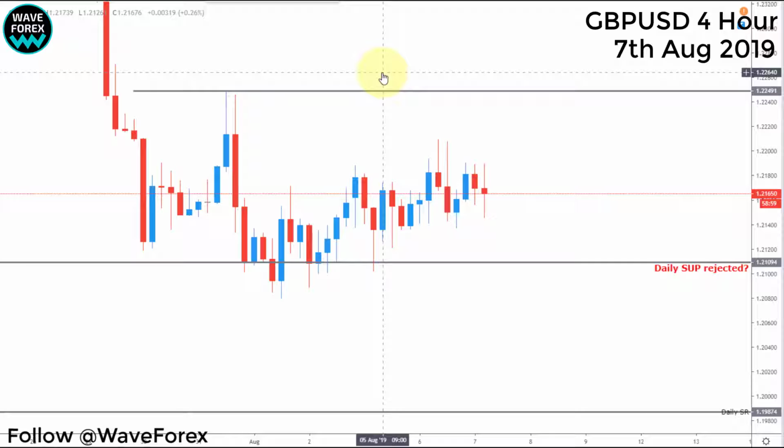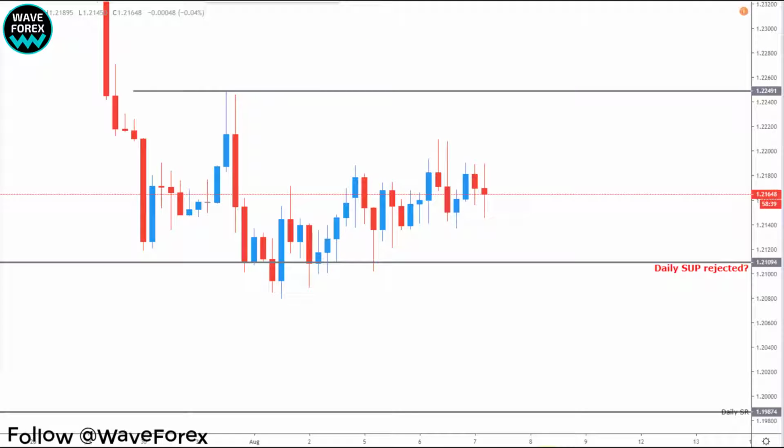So we can see the price is actually in a range. We need to see the price either break up or break down for a further downside target. So I hope this quick analysis will help you to understand how I analyze the market.